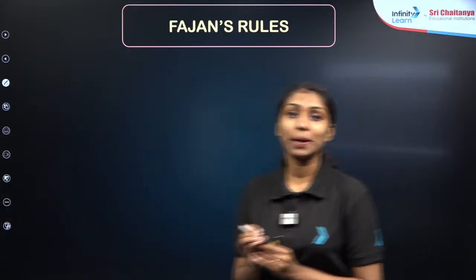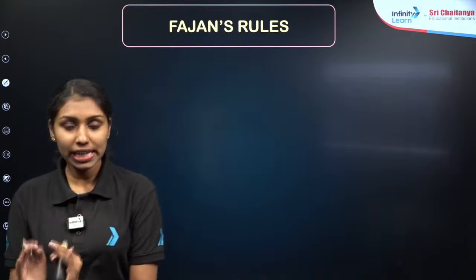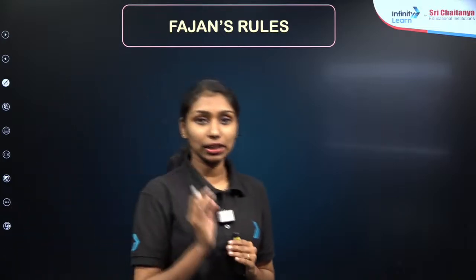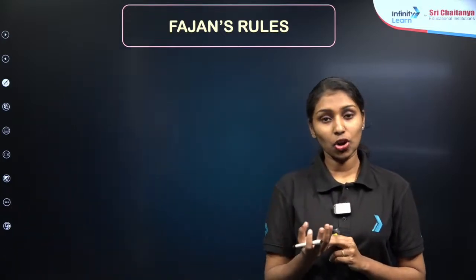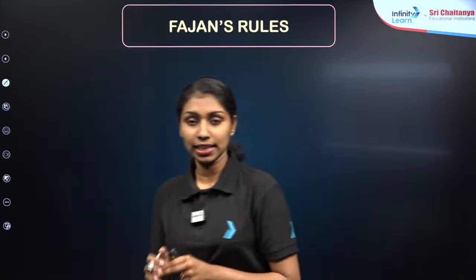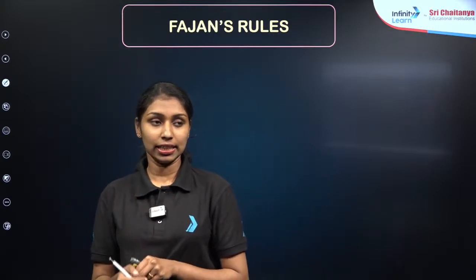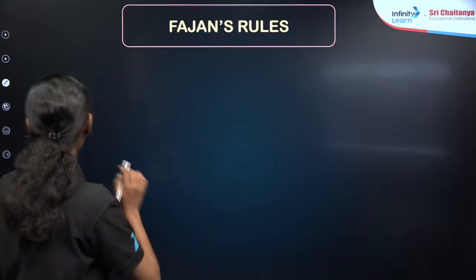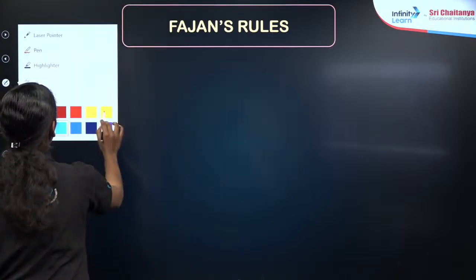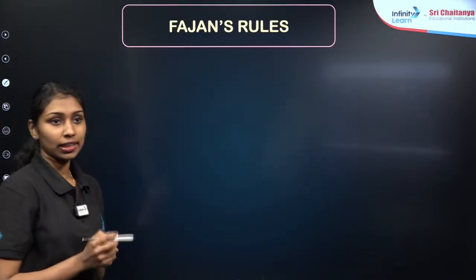Okay, what do you mean by Fajan's rule? I have already discussed that a covalent compound does not have 100% covalent character; it has some ionic character, right? Similarly, in the case of an ionic compound also, it will experience some covalent character. So, in the case of any covalent compound, we can say that there will be some ionic character, right?